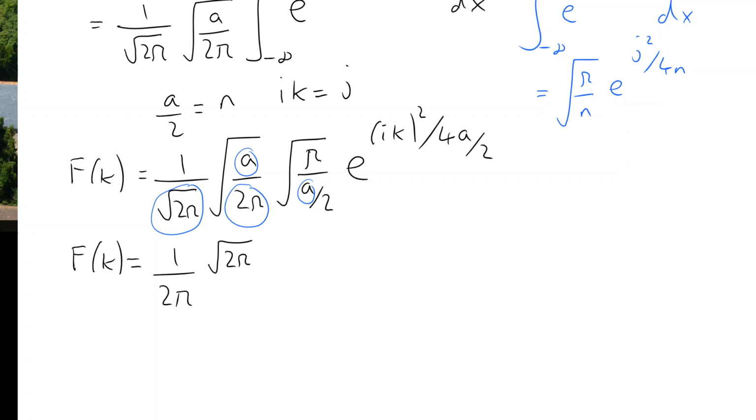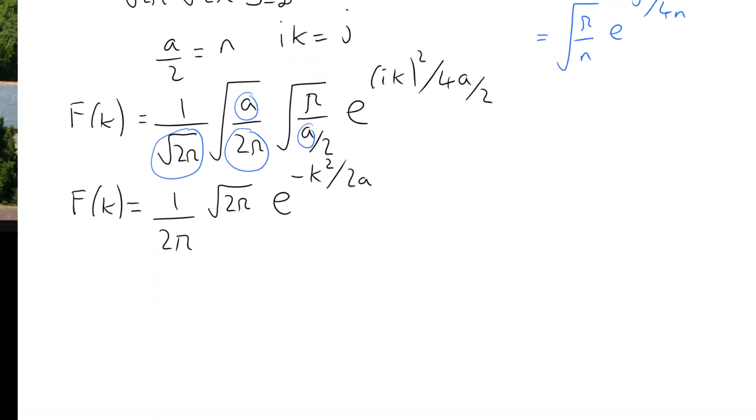If we now look at the exponential, we can see that on the top of the argument of the exponential we've got a term ik squared. i is equal to the square root of minus 1, so i squared is just minus 1, so we get e to the minus k squared, and then in the denominator we've got 4a divided by 2, that just gives me k squared divided by 2a.